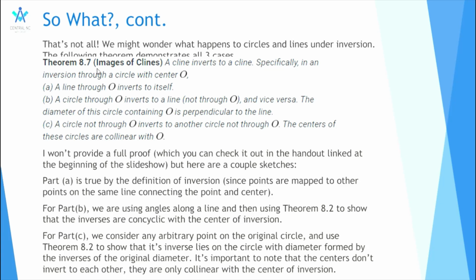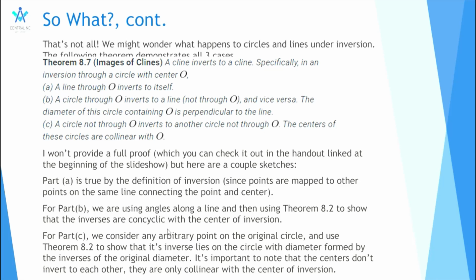Now, we're going to show that the line gets inverted to a circle, and because of theorem 8.2, we can find the angles between these inverted points, and then we can show by cyclic quadrilaterals through angles that the line's going to become a circle, given points on the line going to inverses on the circle.